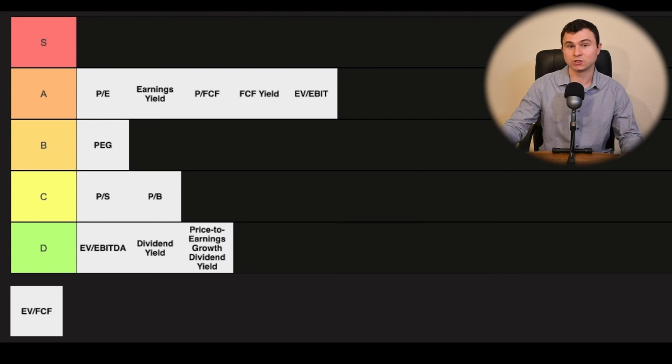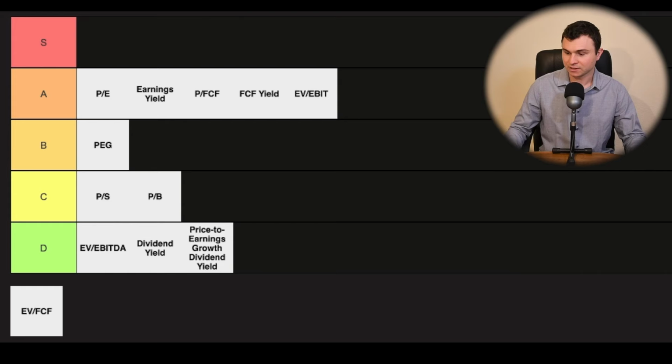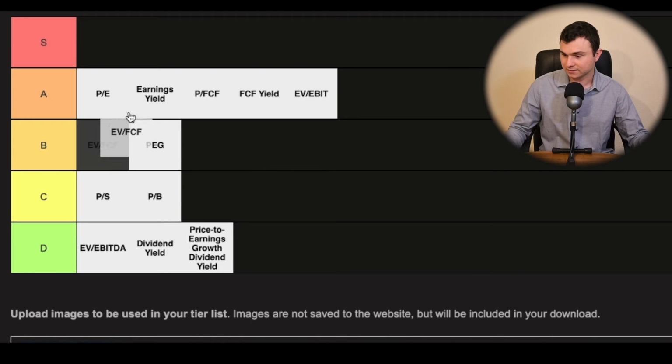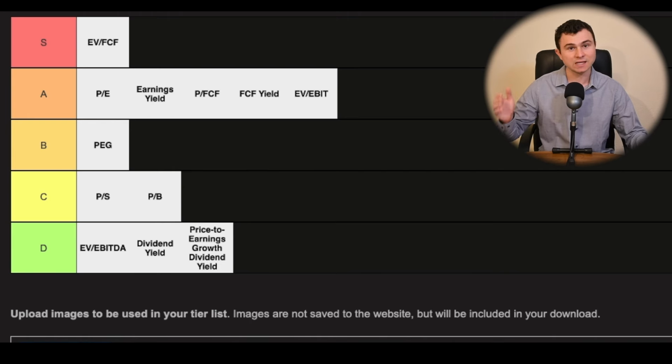And the last valuation ratio is the EV divided by free cash flow. We've seen before that taking into account the debt level of a company is great. So I would rather use the enterprise value, the EV, compared to the simple stock price. And we've also seen that the free cash flow is maybe the most important metric of a company. So it's like the price to free cash flow that was in the A category, but even better because you take into account the debt level of a company, the cash level of a company. So that deserves to be in our S tier. That's the best valuation ratio you could use to see if a stock is undervalued or overvalued.